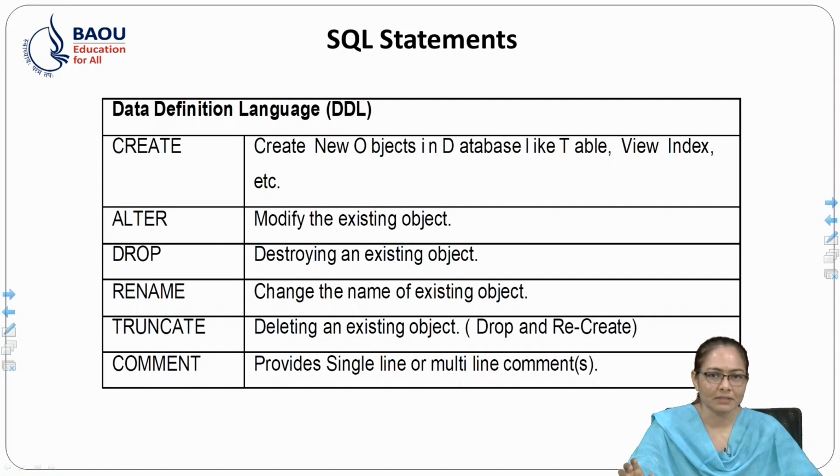Truncate command. The truncate command is used to delete the data of an existing object, means the table structure remains the same. Table structure is not deleted, but all the records which are stored in the table, all the data, are deleted, means all the records will be deleted. Next, last one is comment. It provides single line or multi-line comments.